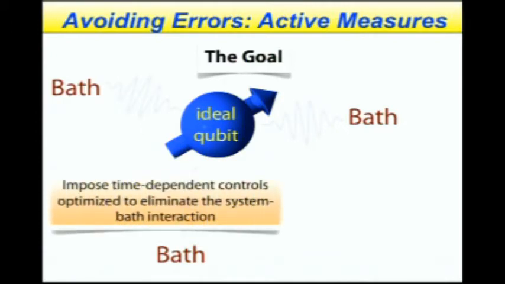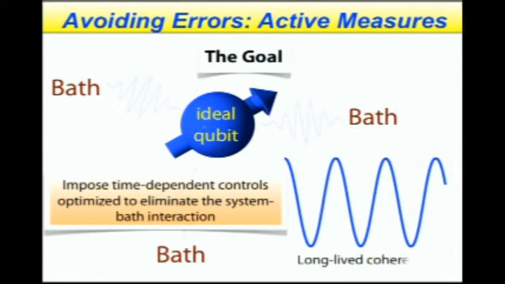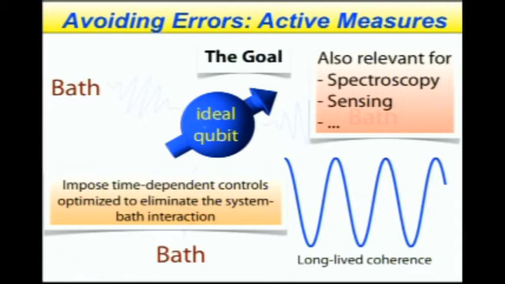And in the case of active measures, what you do is that you apply some control operations which modulate the interaction between the quantum system and this noisy environment. And they modulate it in such a way that you can eliminate the interaction or the effect of the interaction to some degree, and the result will be that you again have long-lived coherence or long-lived quantum information. This is important for quantum computing, but also for a number of other fields like spectroscopy or sensing.